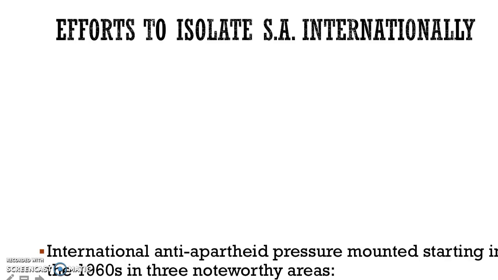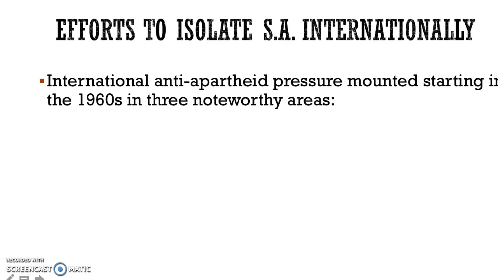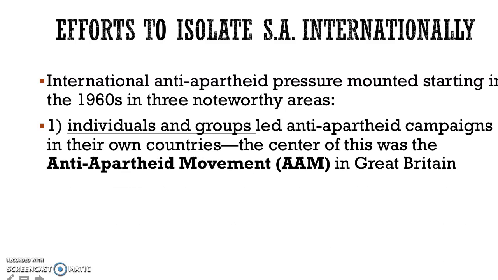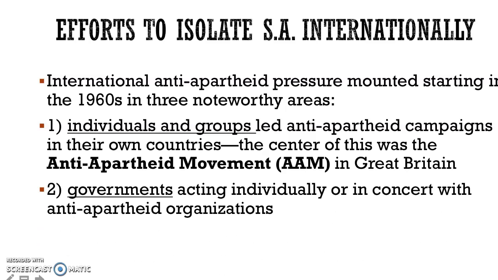Internationally, though, something that we haven't gotten into at this point is that there's a huge effort to isolate South Africa internationally in three main areas. The first area is individuals and groups. The center of that anti-apartheid movement was called the Anti-Apartheid Movement in Great Britain. A second major area would be governments acting individually or in concert with anti-apartheid organizations. And the final one is the UN, and I want to talk a little bit about the UN next.